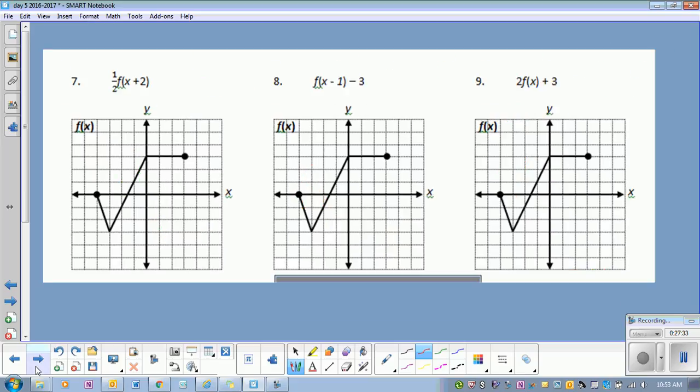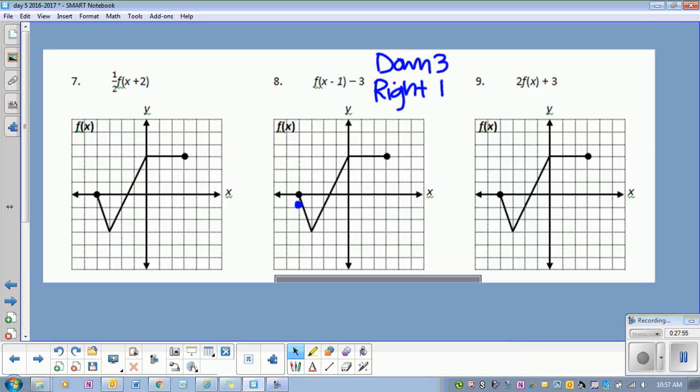Guys, can you do number 8 for me, please? Try number 8 on your own, and we'll try 7 and 9. So number 8, you should have, it went down 3 and right 1. Do you agree? Okay. So if I take every single one of these points, let's see, down 3, 1, 2, 3, right 1. There we go. And then this point should be down 3, right 1. Yeah?